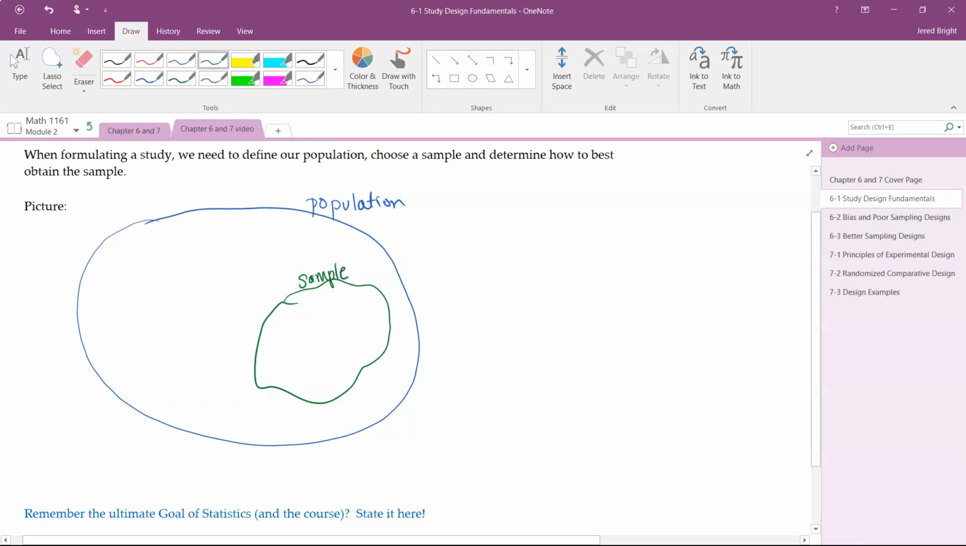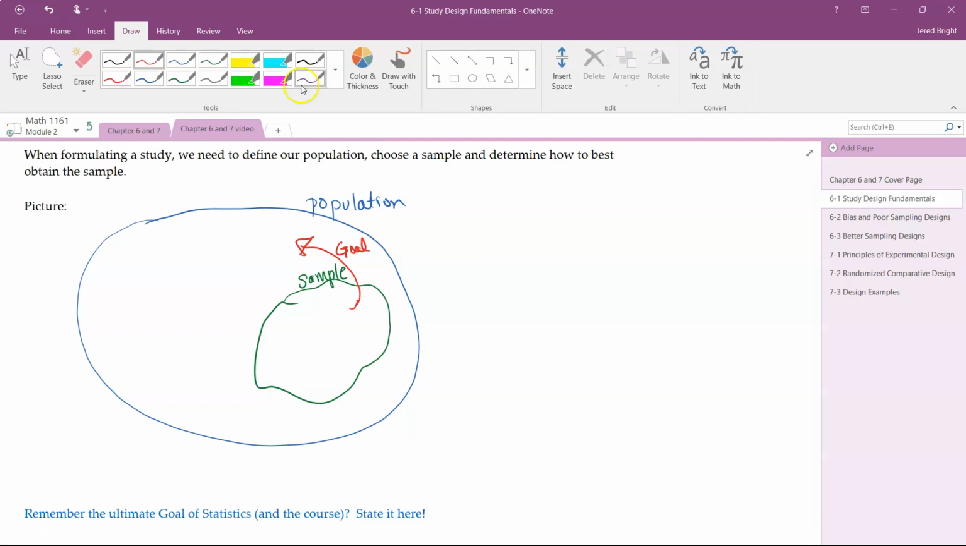Okay, and then this sample ideally is representative of the population so that what we can ultimately do, as is the ultimate goal of statistics, is to use something about the sample to generalize to the population. Okay, this is the goal. Okay, we want to use a sample to say something about the population as a whole.